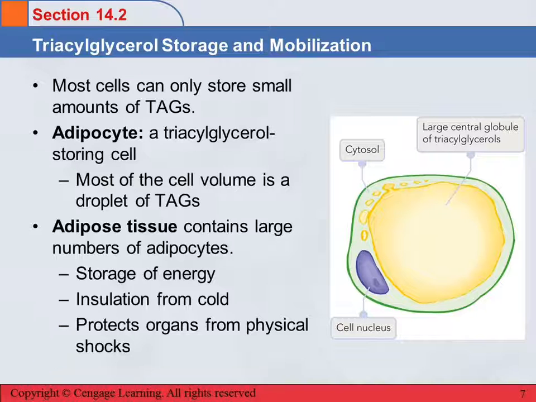And it also protects your organs from physical shock. So we know that there's a lot of adipose tissue, both inside the abdominal cavity and around the abdominal cavity, and that serves to cushion your organs so that if you get hit, you're not as likely to rupture your spleen or something.